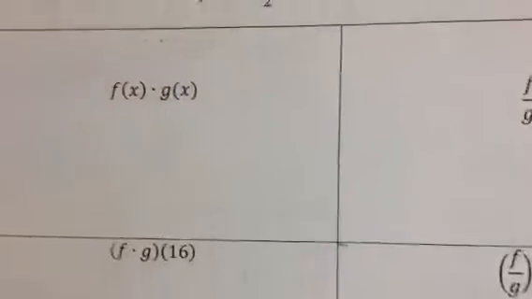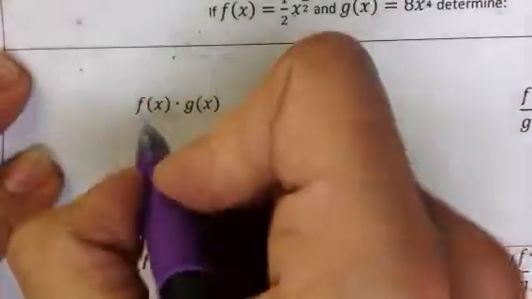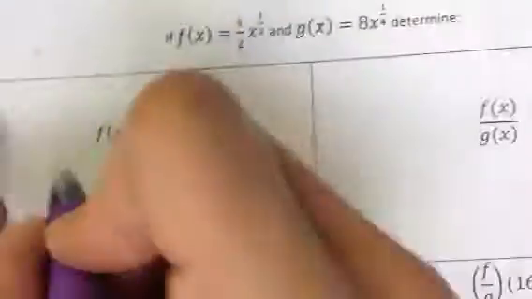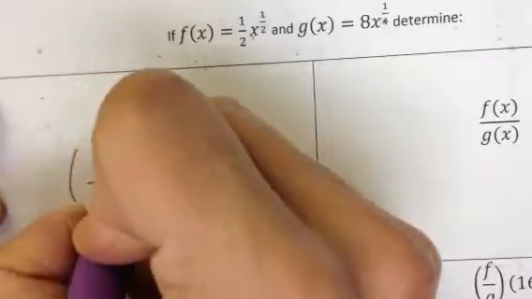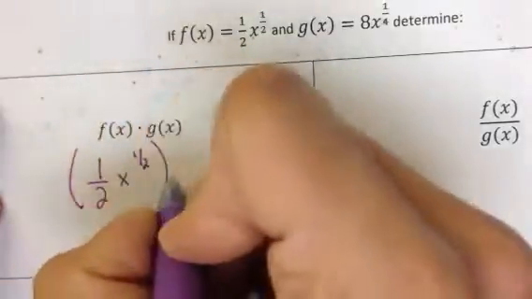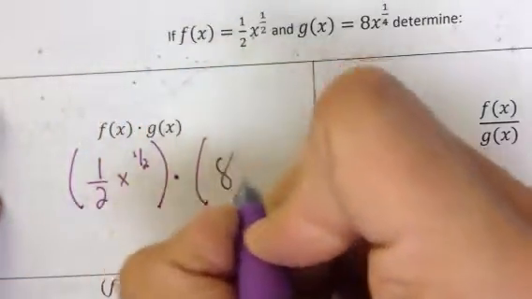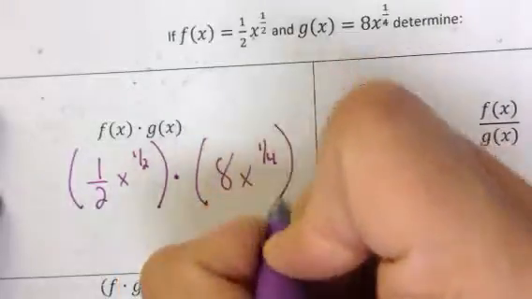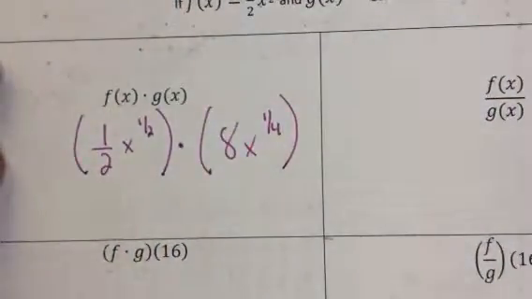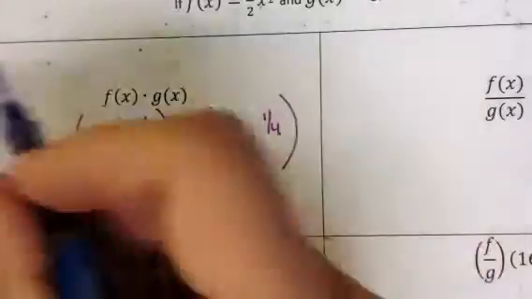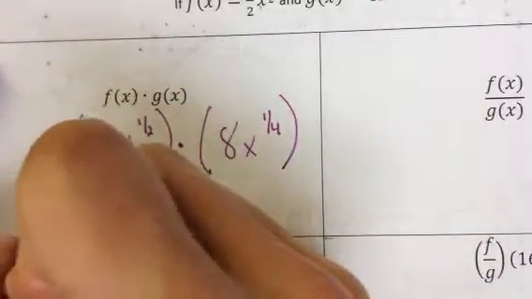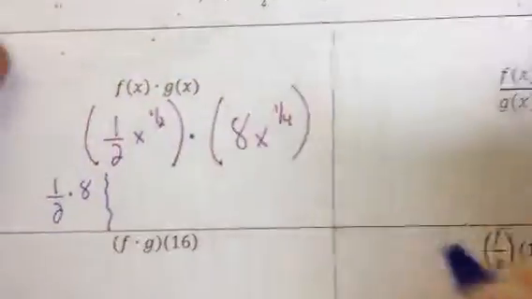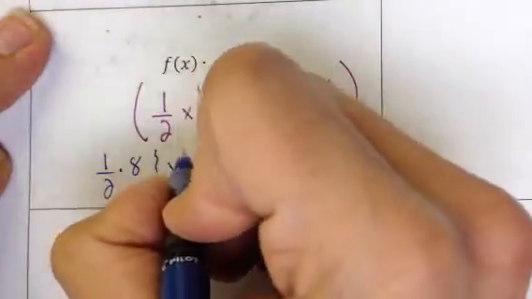Okay? Another problem, but this time we're going to be multiplying and dividing. So I'm going to take f of x times g of x. And now this is problems like the front. I'm going to make houses. I'm going to put half and 8 in a house. And then I'm going to put my x's in a house.